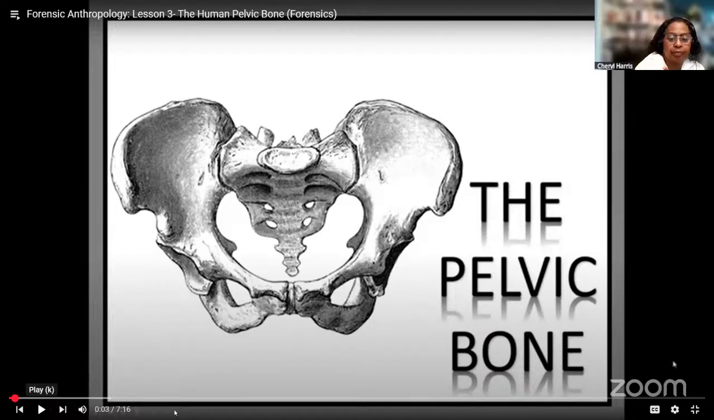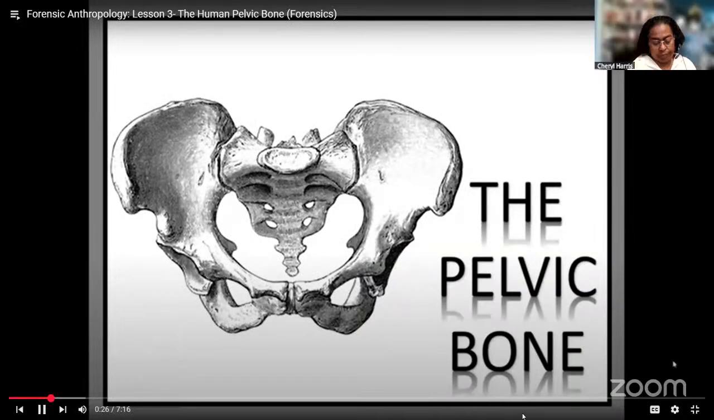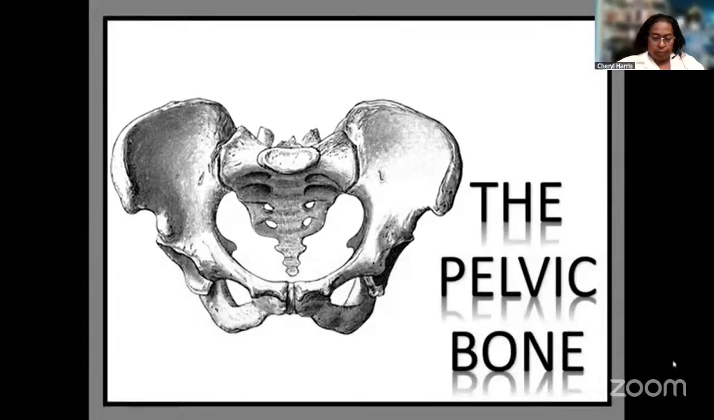All right, forensic students, we are continuing on with our lesson over forensic anthropology. This is lesson 3 in a 4-part series. In lesson 1, we talked about forensic anthropology and the role of a forensic anthropologist. And in lesson 2, we talked about the human skull and what sort of clues, such as biological profile, anthropologists can gather to then turn over to investigators when a human skull is found at a crime scene.